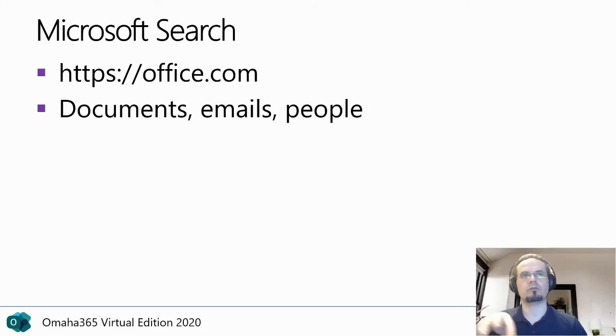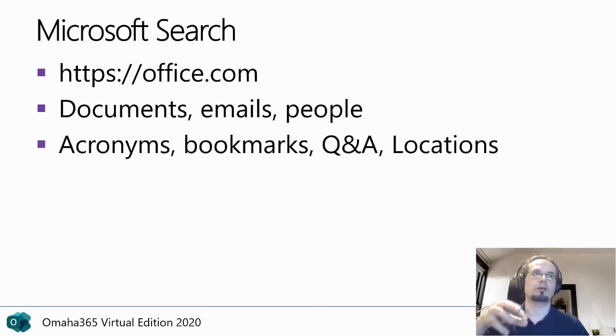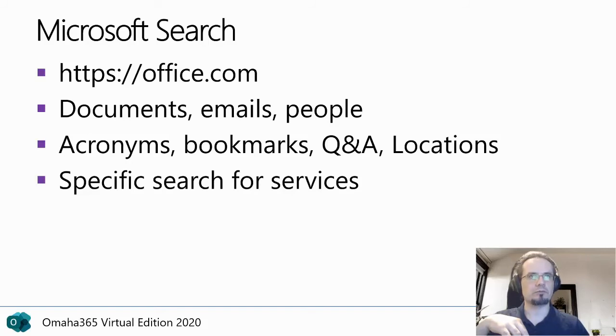So on office.com, you can search documents, emails, people, and of course we will see only the information that we have access to. Acronyms, bookmarks, Q&A, and locations. For me, bookmarks and Q&A are very fantastic features, and power-ups in bookmarks, a killer feature. Wow, that's really fantastic and works very well. Amazing and pretty fast.